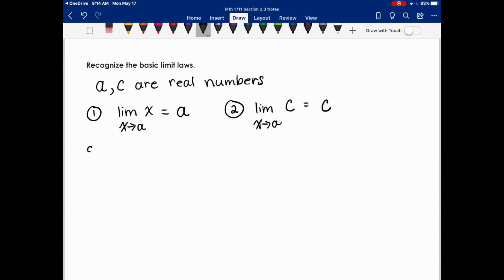So here's some examples. If I take the limit as x approaches 2 of x, that's going to be 2. And here's an example for the constant function. If I take the limit as x approaches 2 of the constant function 5, that value will be 5.